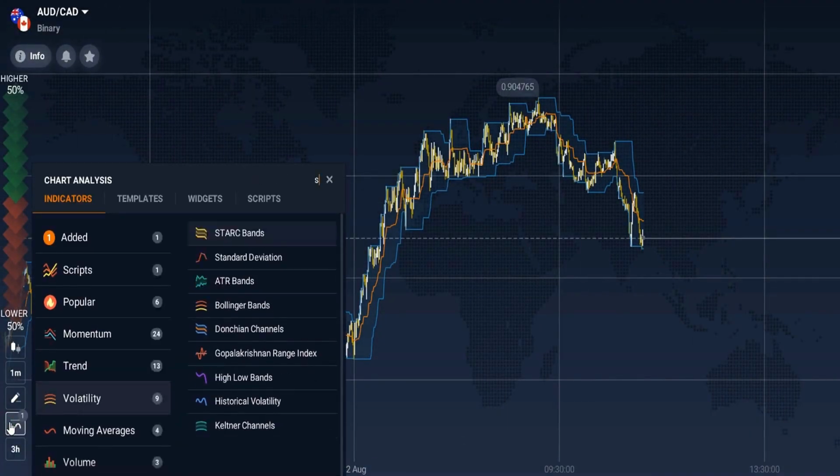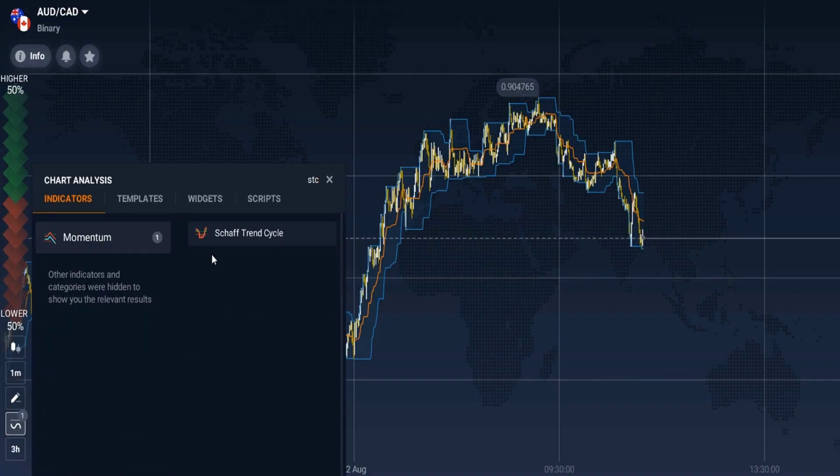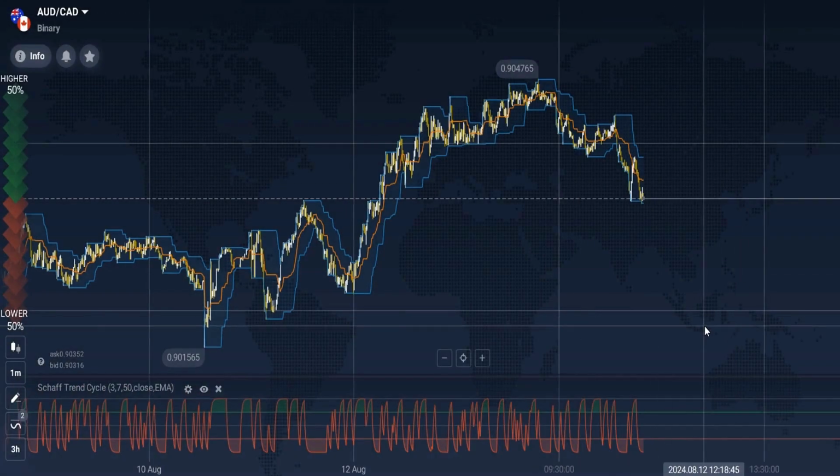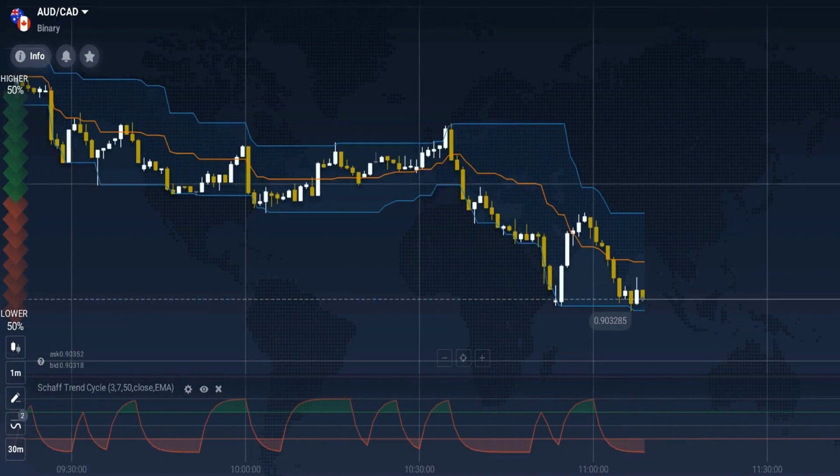We will modify a few settings to make it more responsive. Set the period to 3. Set the short cycle to 7. Keep the rest of the settings as they are. These settings help the Schaff Trend Cycle indicator respond more quickly to price changes, making it ideal for 1-minute trading. That's it. Simple and easy to set up. Once you apply these settings, your chart will be ready for trading.